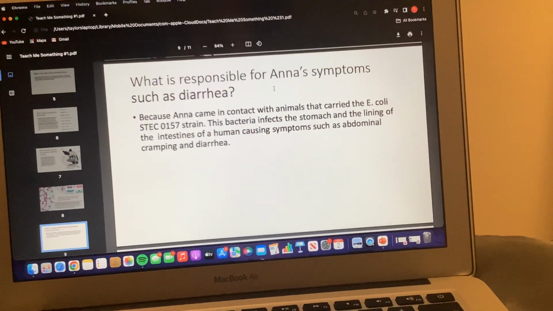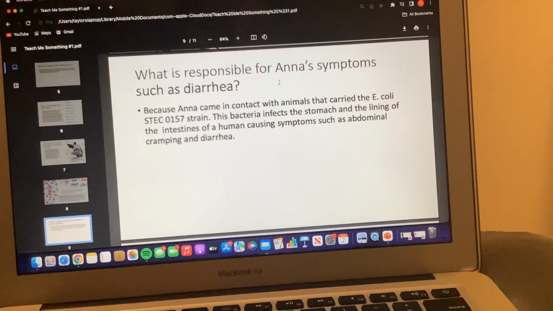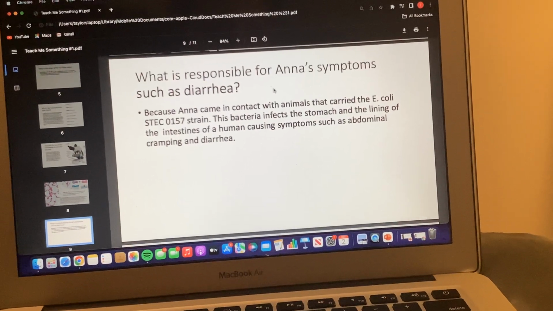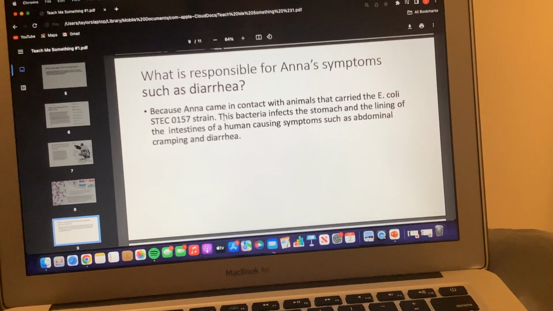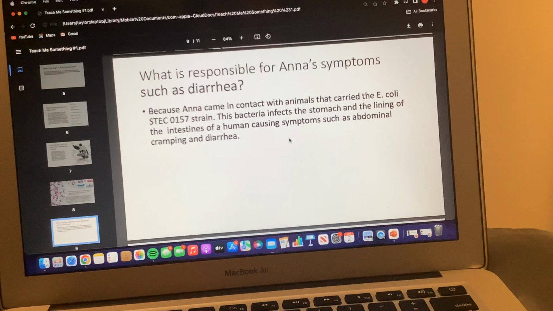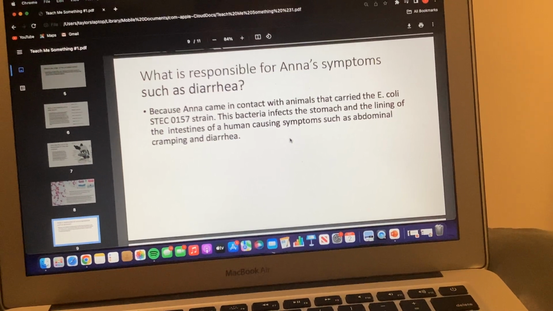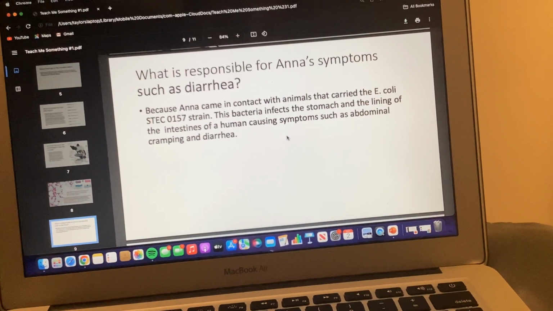What is responsible for Anna's symptoms such as diarrhea? Because Anna came in contact with animals that carried the E. coli strain, the E. coli STEC O157 strain, this bacteria infects the stomach and the lining of the intestines of a human, causing symptoms such as abdominal cramping and diarrhea.